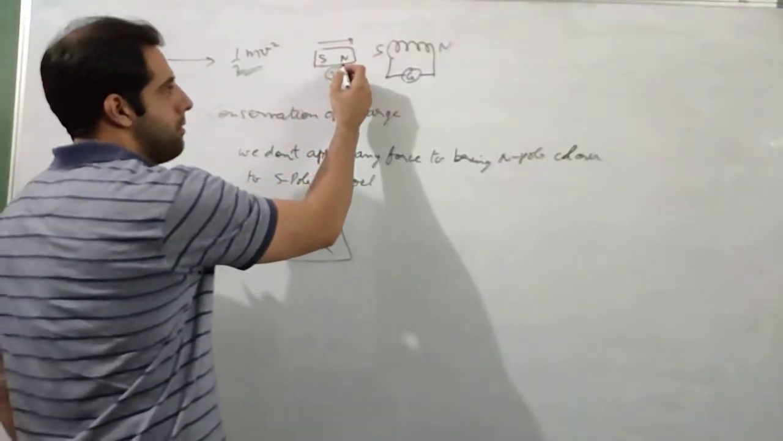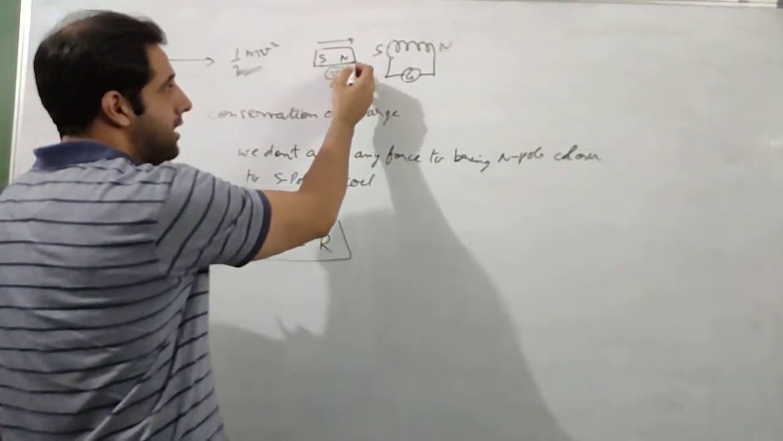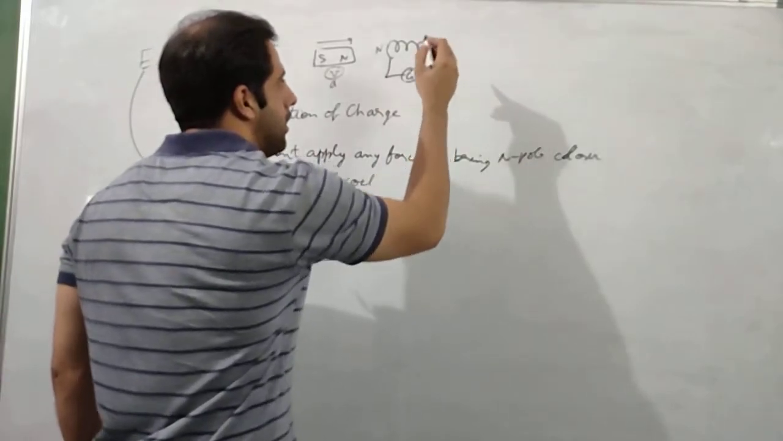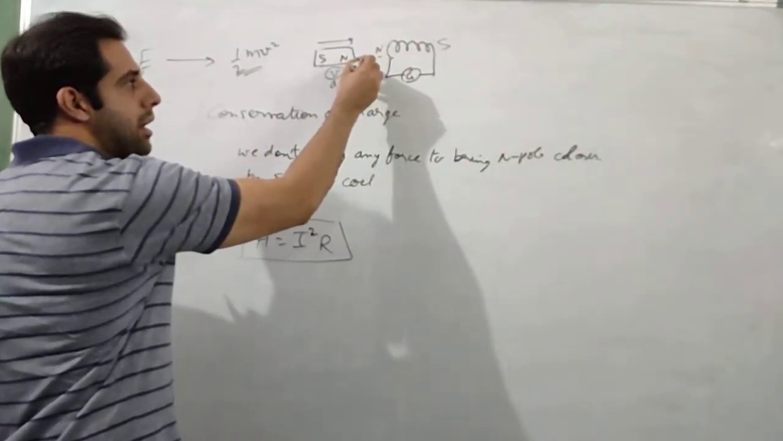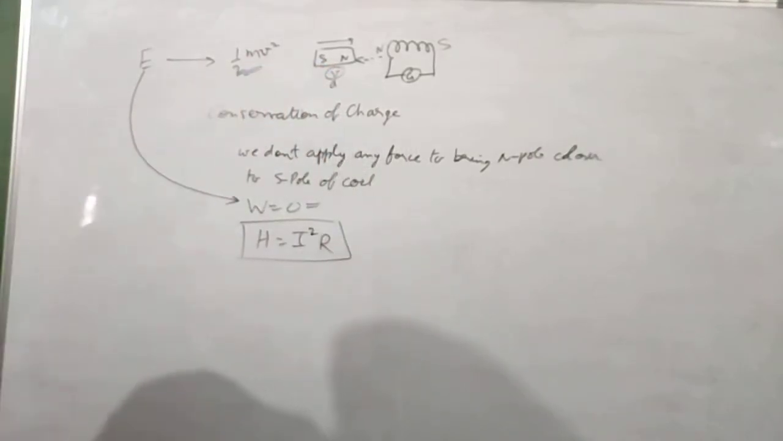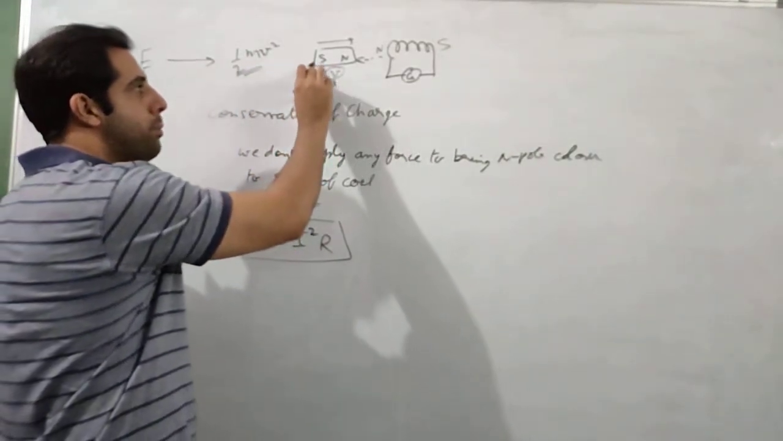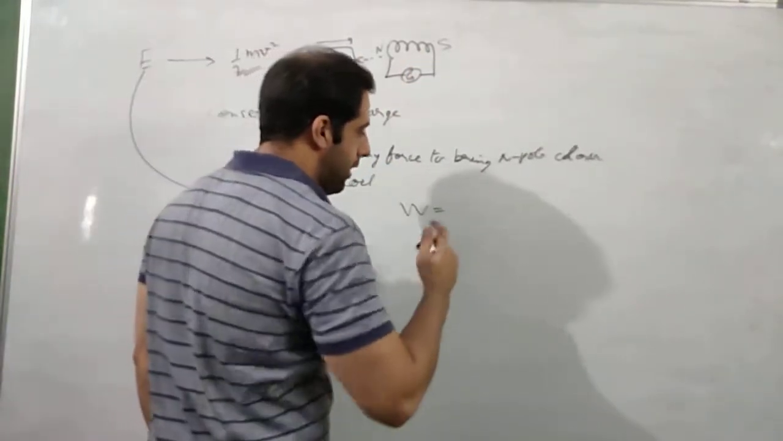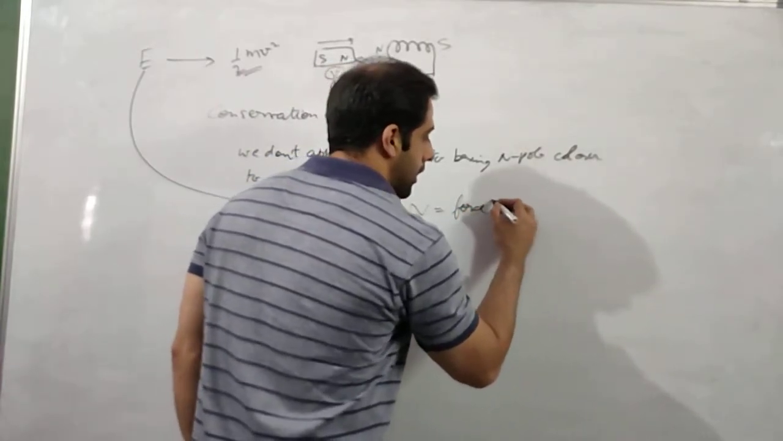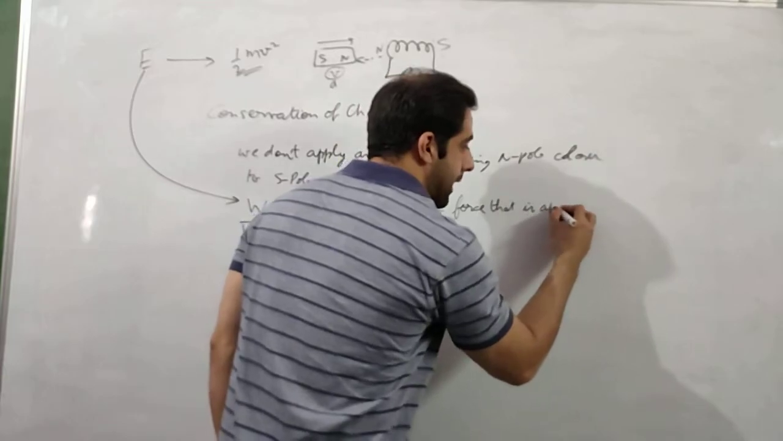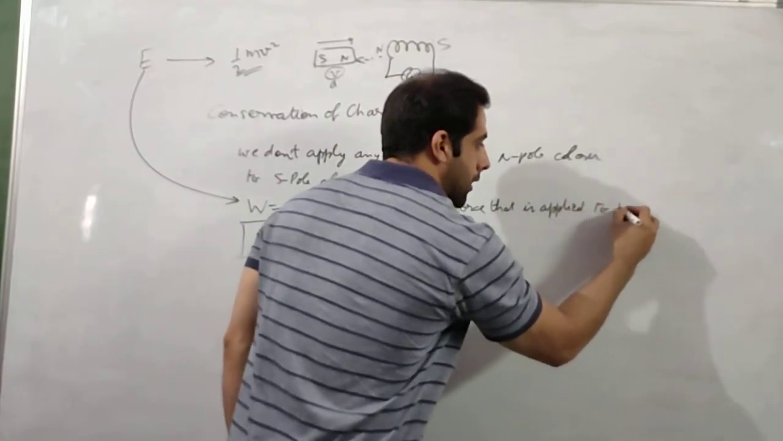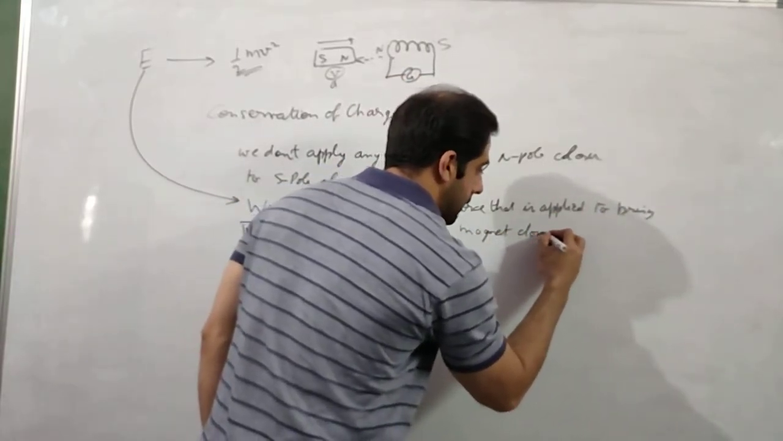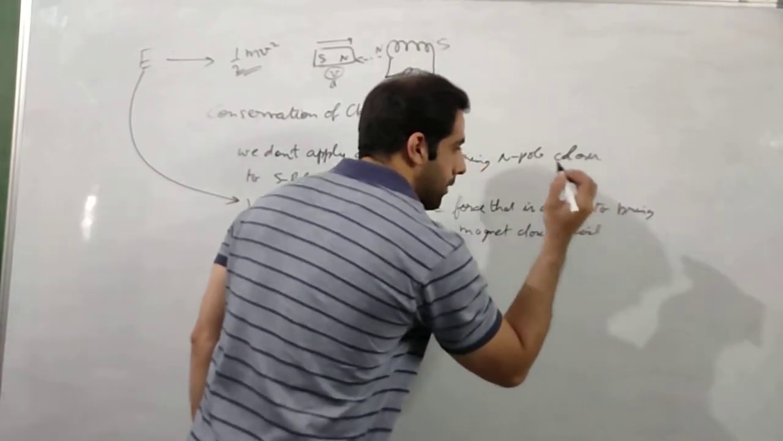Hence the Lenz law, which states that this does not happen, the opposite happens. Here the north pole will be generated, so it will apply a force in this direction. It will oppose the motion of the magnet. That means now, to bring the magnet closer to the coil, we have to do some work. The work will be equal to the force that is applied by us to bring the magnet closer to the coil.